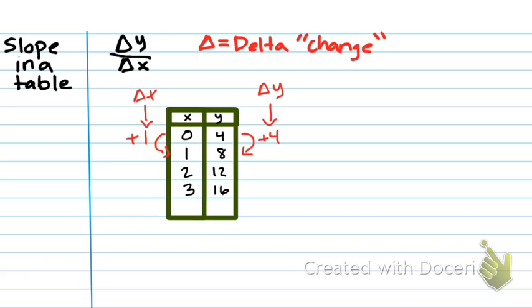And if we write it as a fraction, the change in y over the change in x, we will have 4 over 1, which is the same as just 4.